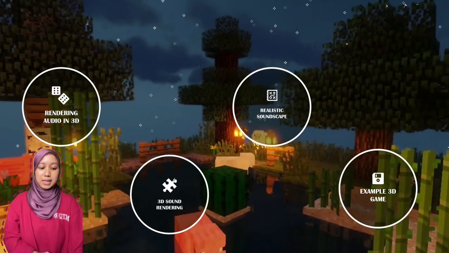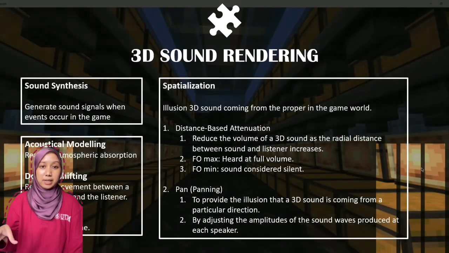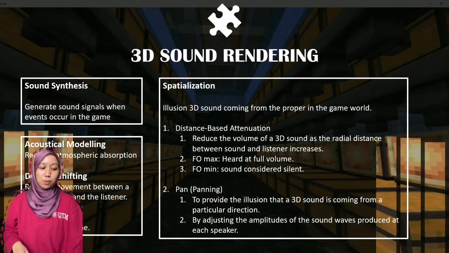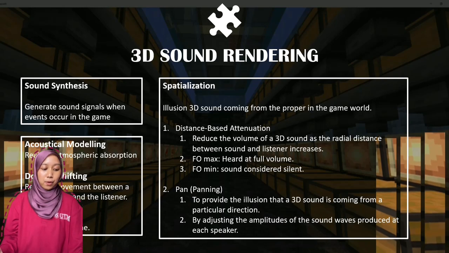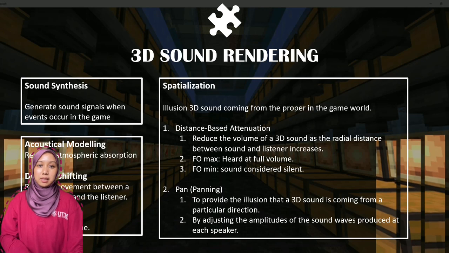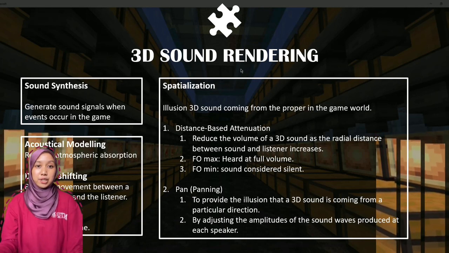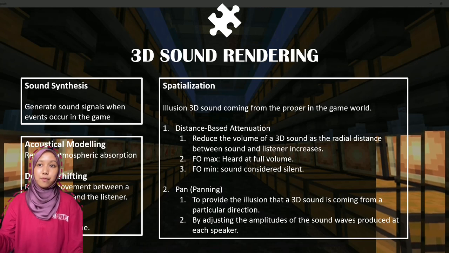So the next one is the 3D sound rendering. Basically, there are 5 types of 3D sound rendering. The first one is sound synthesis, and then we have acoustic modeling. Second, we have Doppler shifting. Next is the mixing between 2D and 3D sound. Last but not least is the spatialization. Spatialization is the illustration that the 3D sound is coming from the game world.